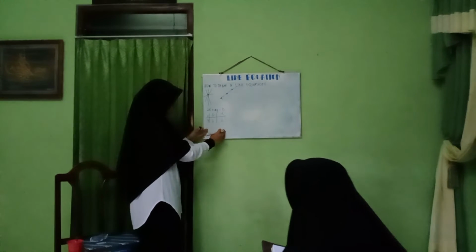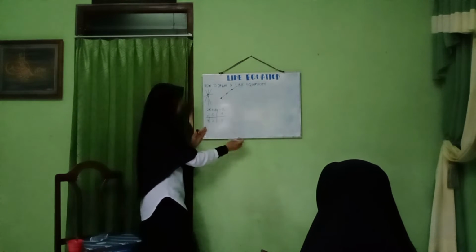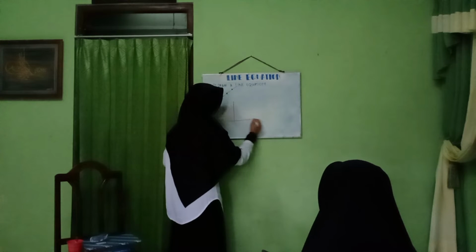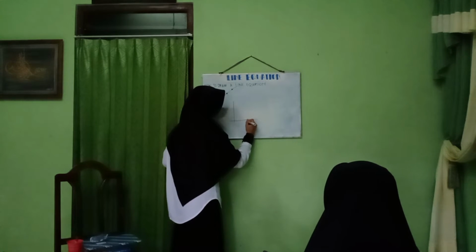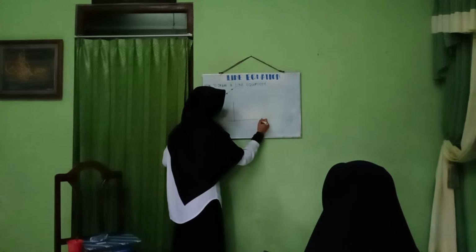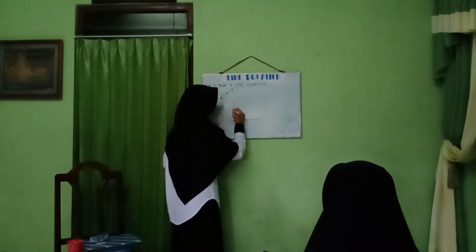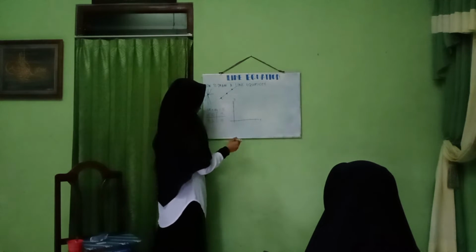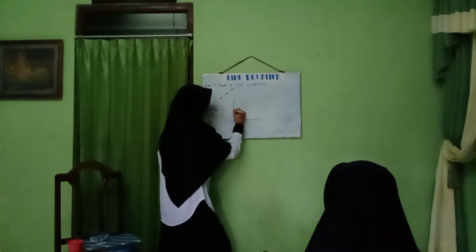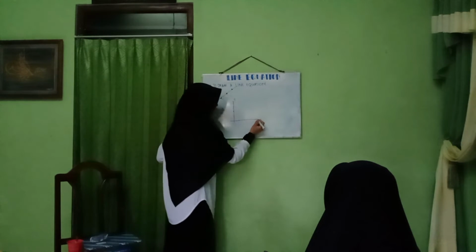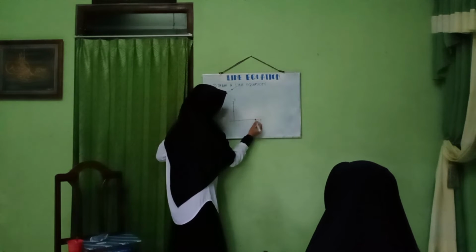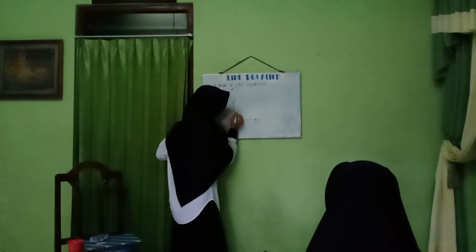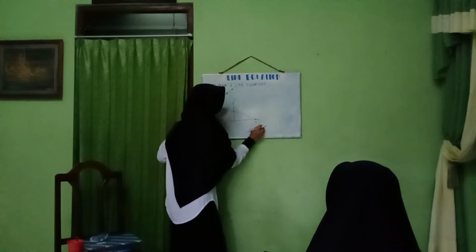With these points, we can draw a line. 1, 2, 3, 4, X. 1, 2, 3, 4, Y. The first is 0, 2. 0, 2 is here. And 4, 0 is here. This is 2, this is 4. So it's going to be like this.